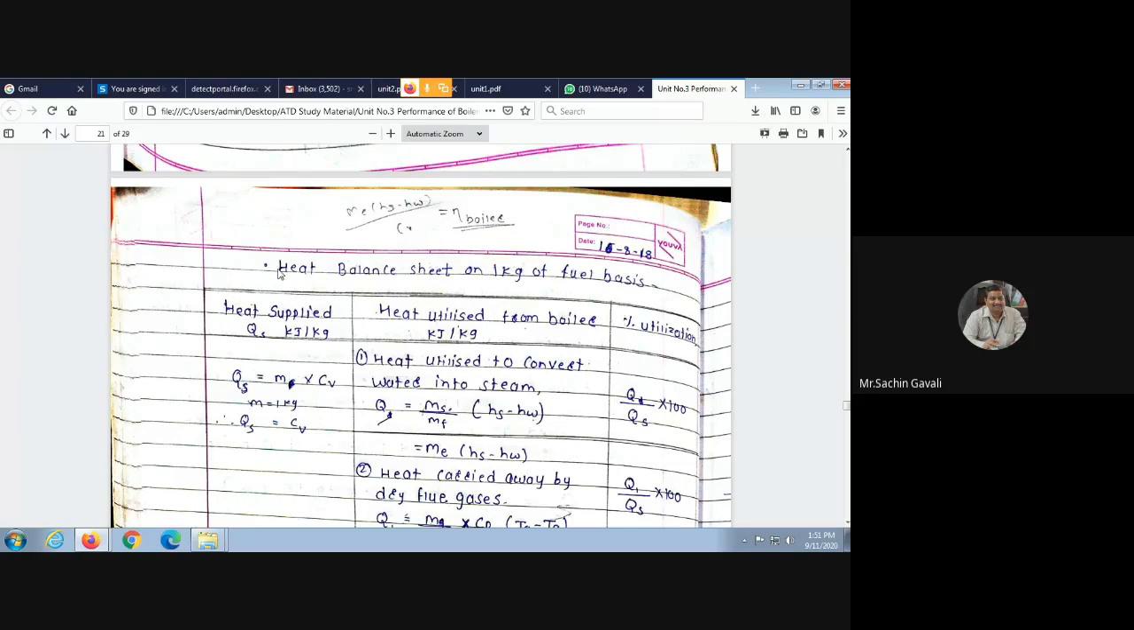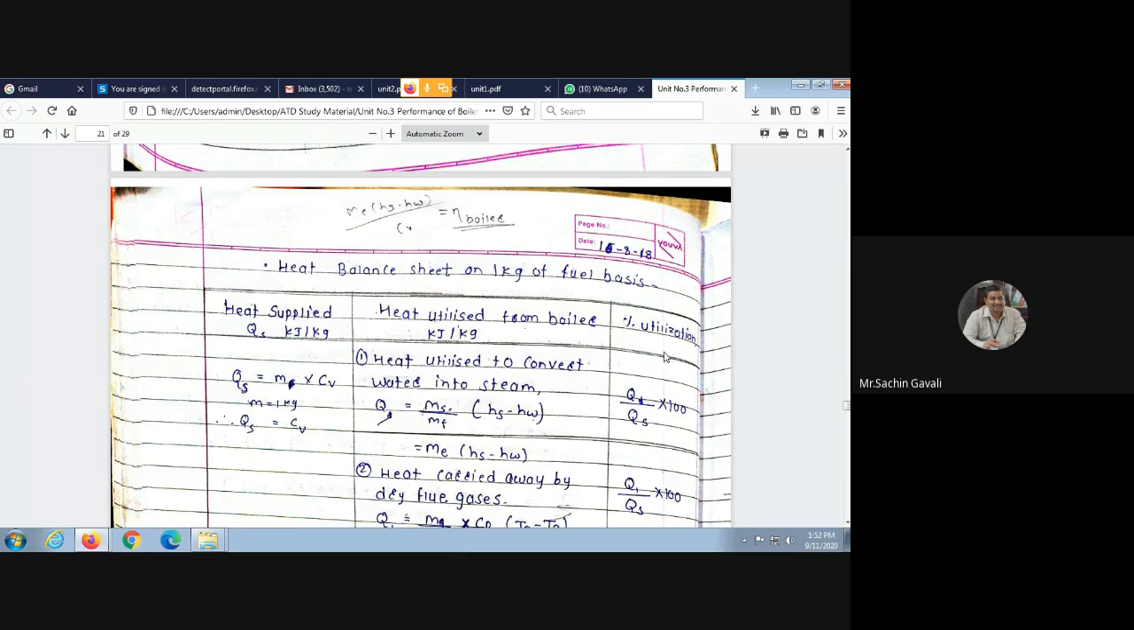So the first sentence is that the heat balance sheet we have to draw on a 1 kg of fuel or coal basis, and it consists of three columns. Now who will tell the three columns? One is heat supplied, then heat utilized from boiler, and the third one is percentage utilization.